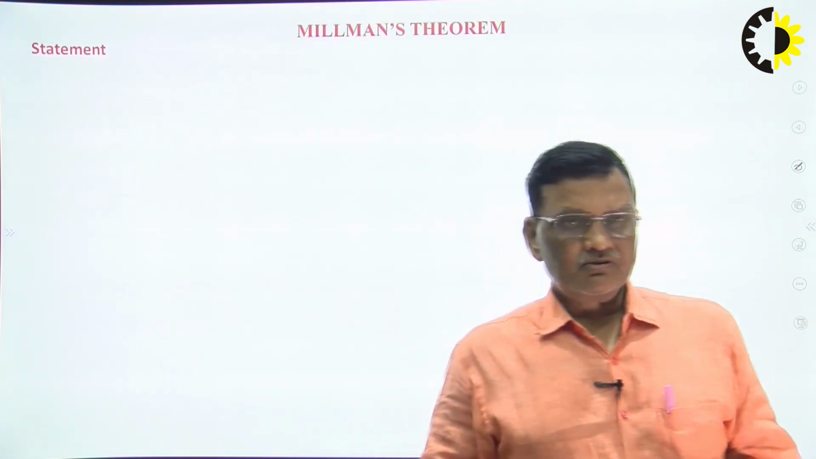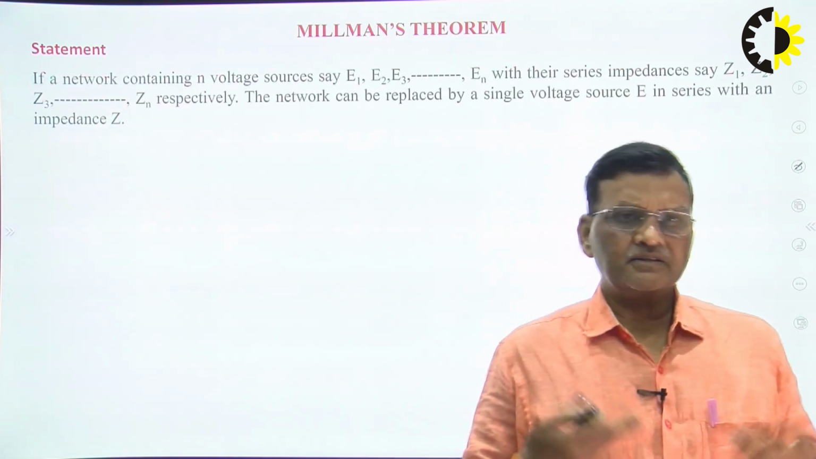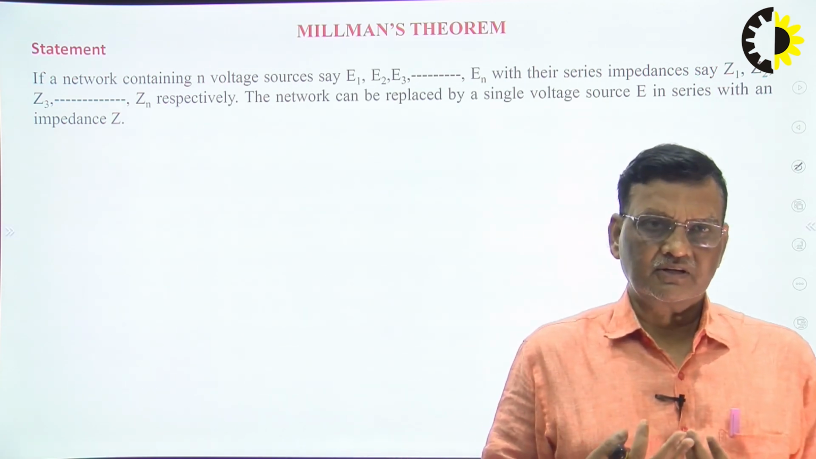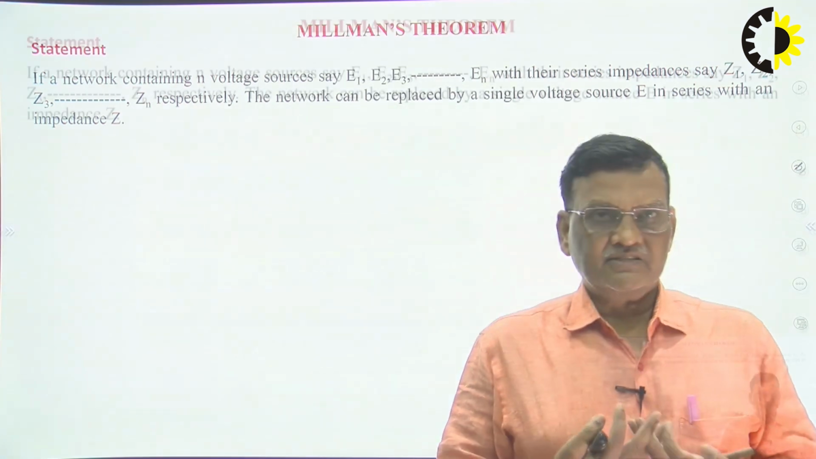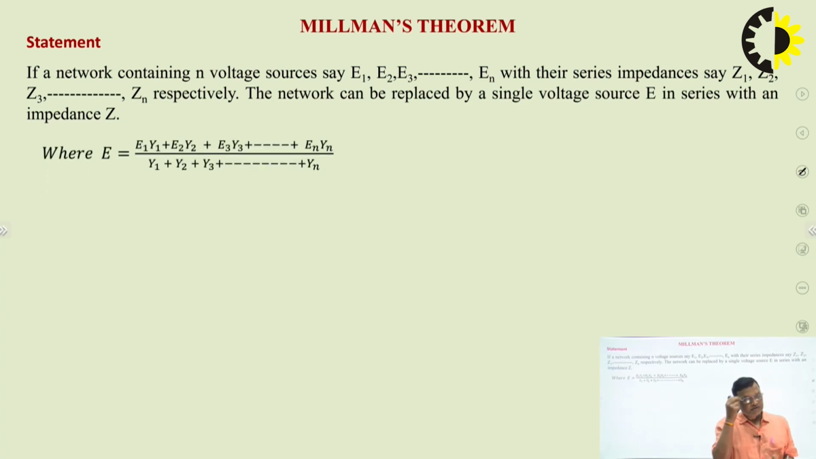Millman's theorem states that if a network contains a large number of energy sources, which can be voltage or current, with their series impedances, it can be replaced by a simple network containing an equivalent voltage source in series with an equivalent impedance. And this equivalent voltage and equivalent impedance can be given by these empirical relations.